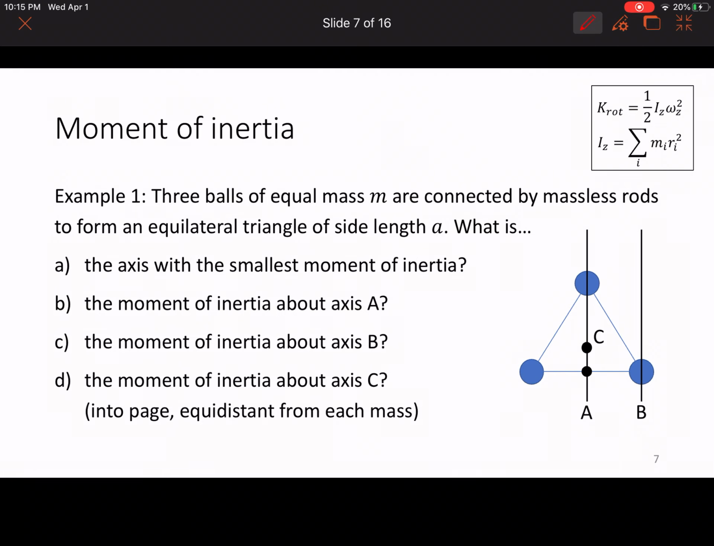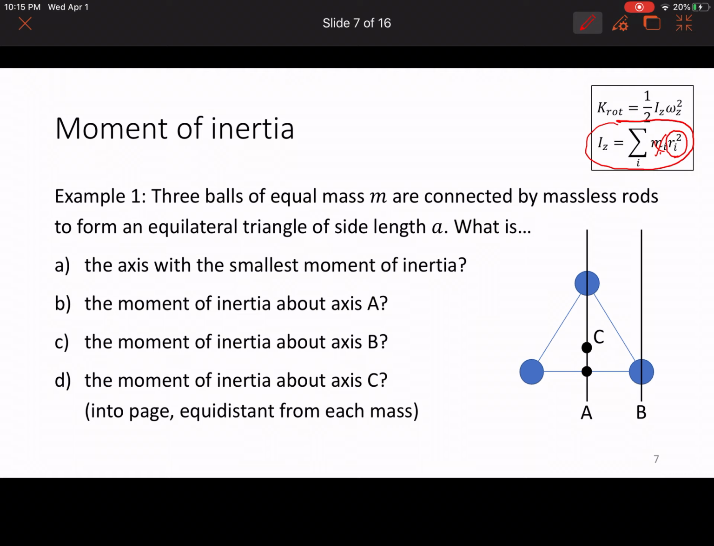All right, so the first thing I want you to ask yourself is, what is the axis among these 3 that I've drawn with the smallest moment of inertia? Is it A, B, or C? So the first thing to say about this is the mass term doesn't matter at all. The formula you're going to use is I equals sum on the particles of mass times radius squared. But notice that the mass is just a constant, so we don't have to worry about that. What we want to do is minimize r squared, the distance from the axis.